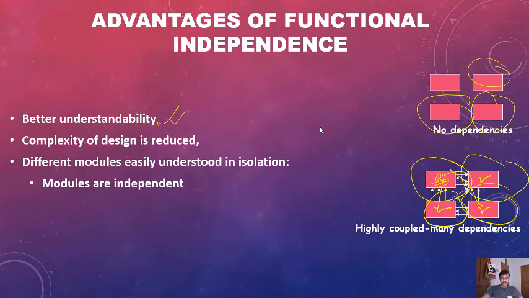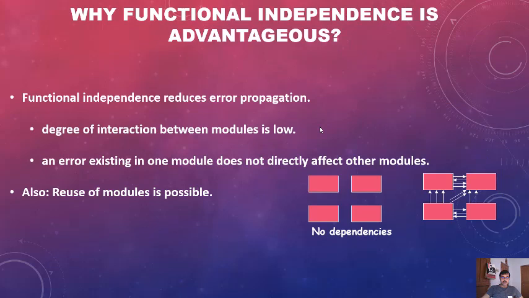Functional independence reduces error propagation. That is, the degree of interaction between modules is low. When they are functionally independent, they do not depend on any functions outside of the module, so the error propagation is less. An error existing in one module does not directly affect other modules.